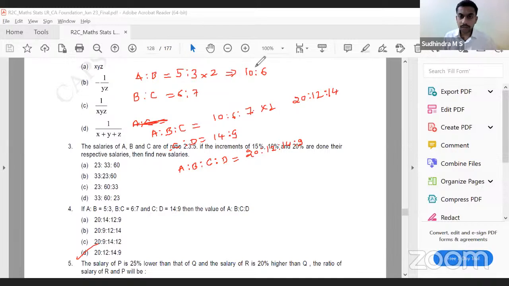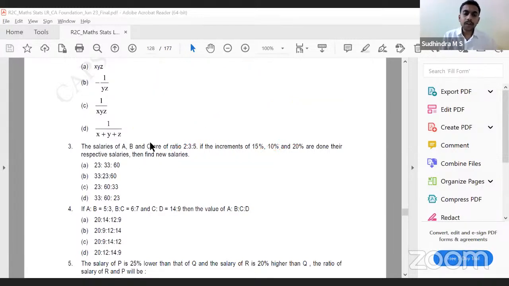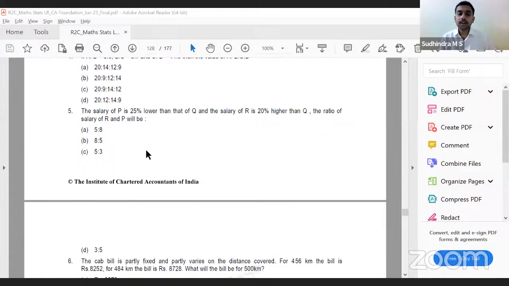Can we move on to the next question? Question number 5. Salary of P is 25% lower than that of Q, and salary of R is 20% higher than Q. Find the ratio of salary of R and P. Option B, 8:5 is the right answer.